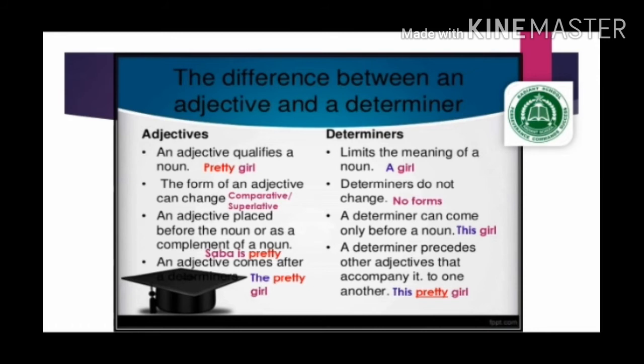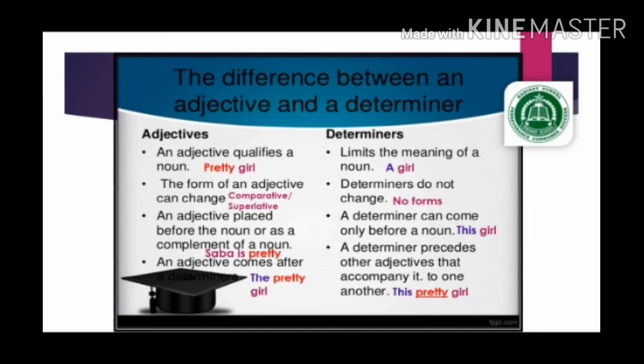The last point is an adjective comes after a determiner. So, an adjective can come after a determiner and before a noun. For example, the pretty girl. Here, the is a determiner that determines the noun girl, that she is some specific girl that the reader or a listener already knows about. And pretty tells the quality of that girl, that she's pretty. So it's an adjective. The is a determiner and girl is a noun.